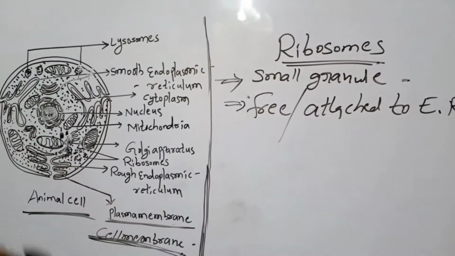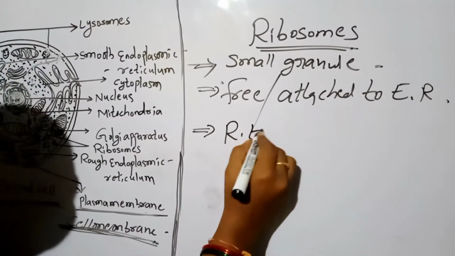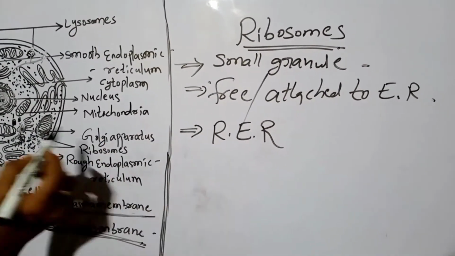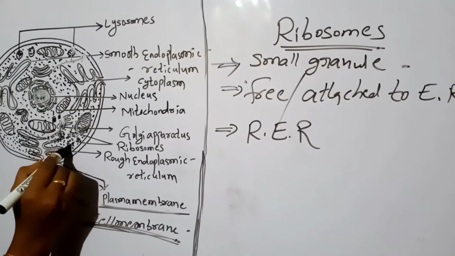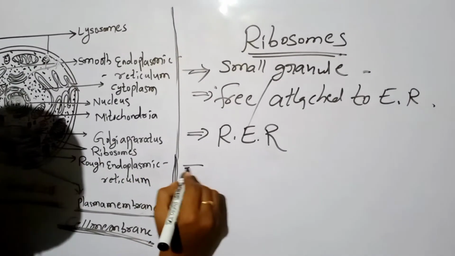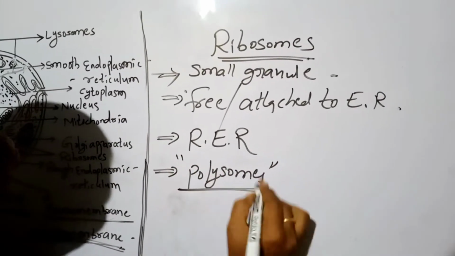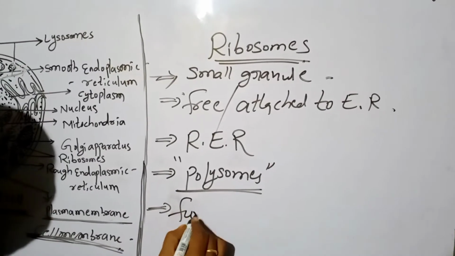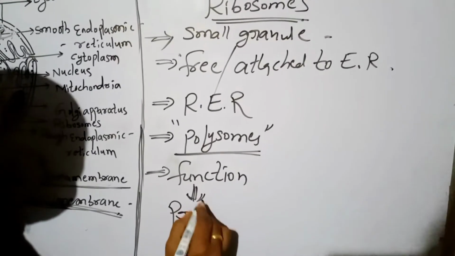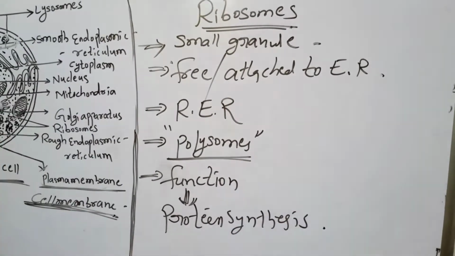If ribosomes attach to the endoplasmic reticulum, that is called rough endoplasmic reticulum. We can find single ribosomes or ribosomes in groups. Groups of ribosomes are called polysomes. The function of ribosomes is protein synthesis.